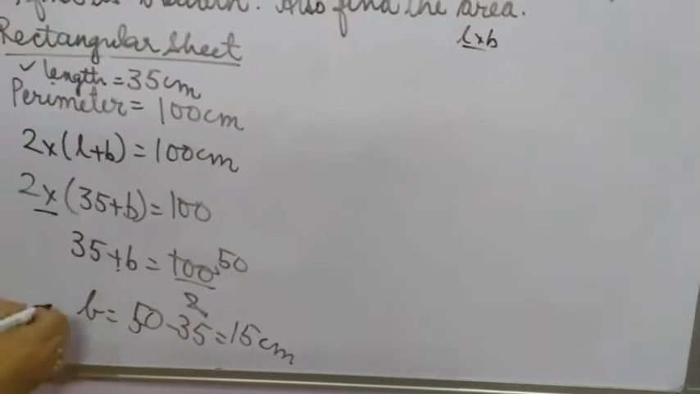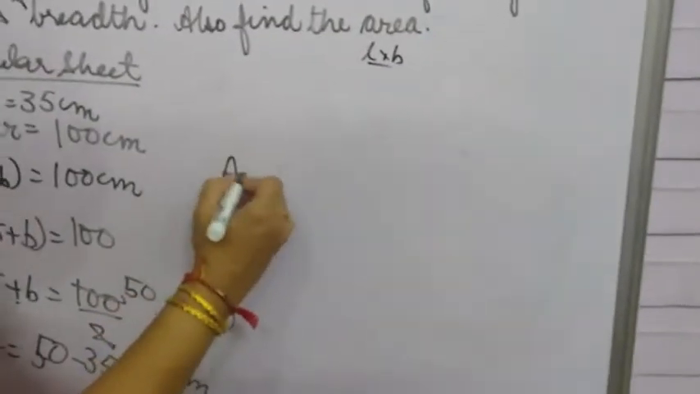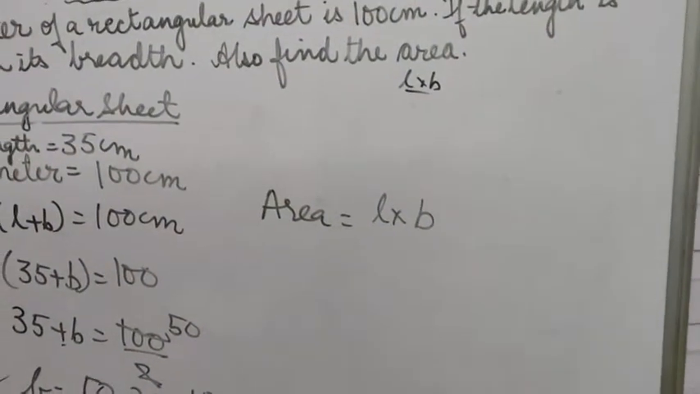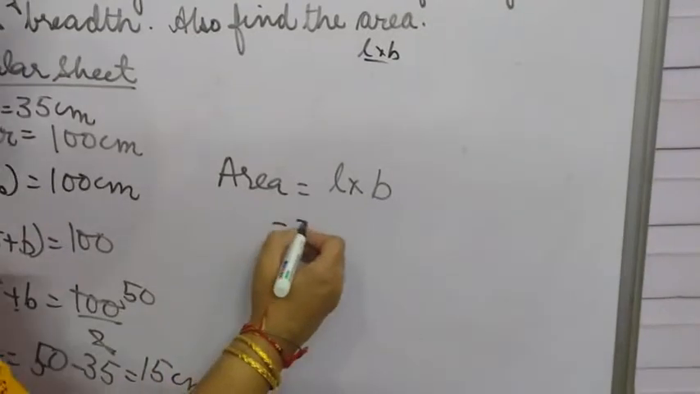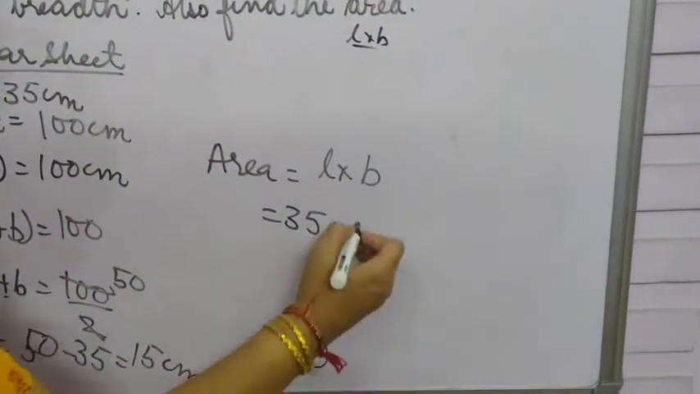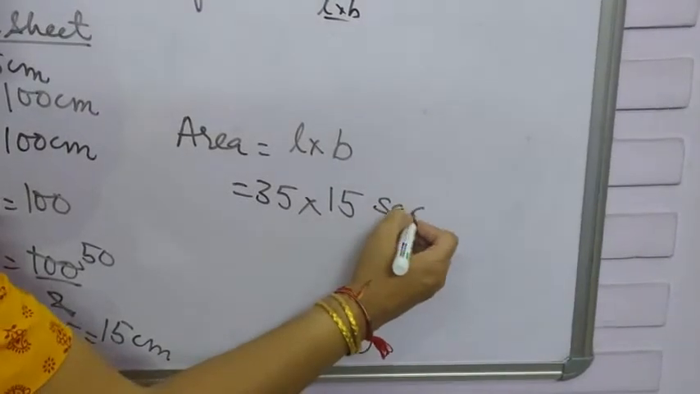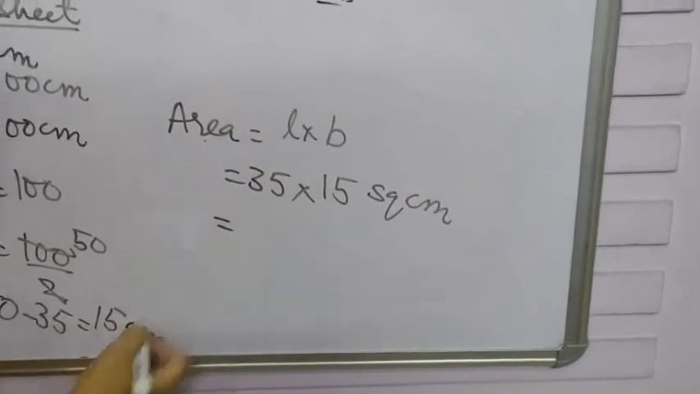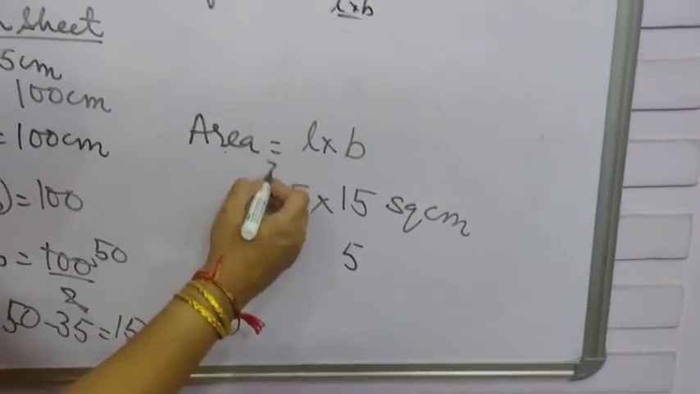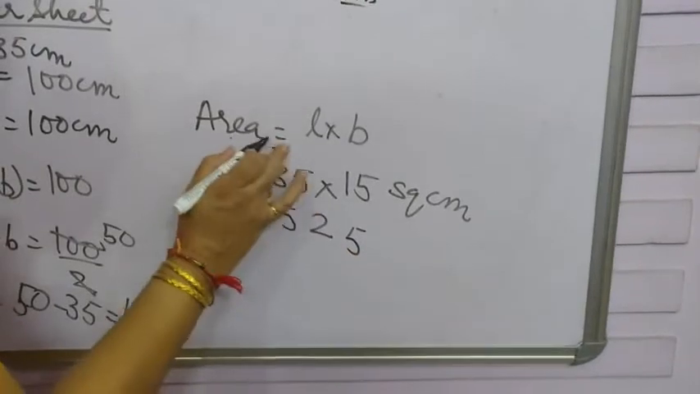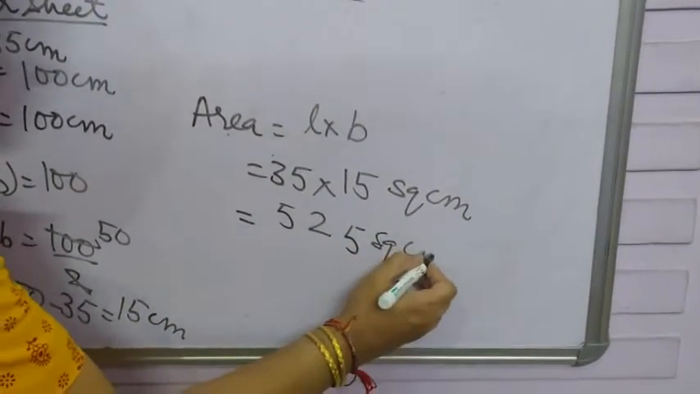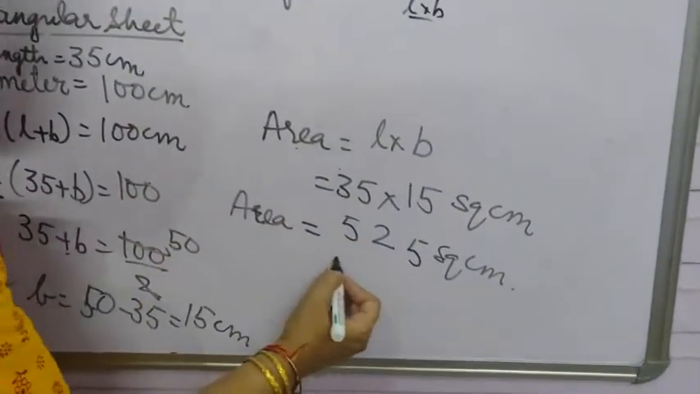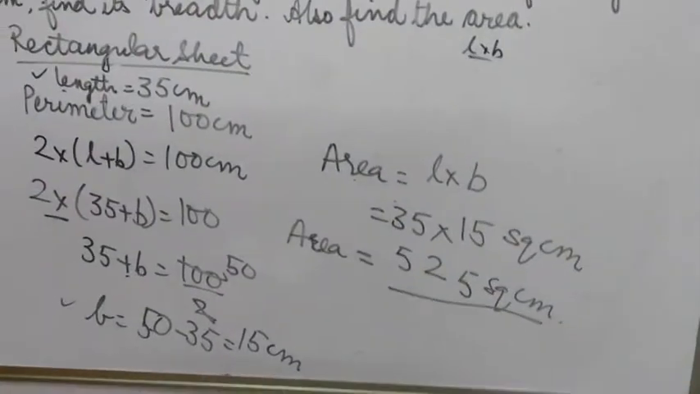Now we have length also, we have breadth also. Now it is easier for us to calculate the area using formula length multiply breadth. How much is the length? It is 35. How much is the breadth? It is 15, and square centimeter, because area is always in square units. So now let us multiply it by 15. 75, 7, and it will be 525 square centimeter. So area of this rectangular sheet is 525 square centimeters.